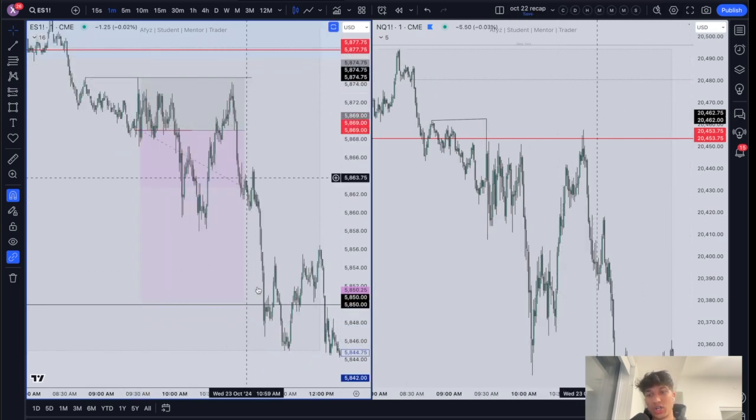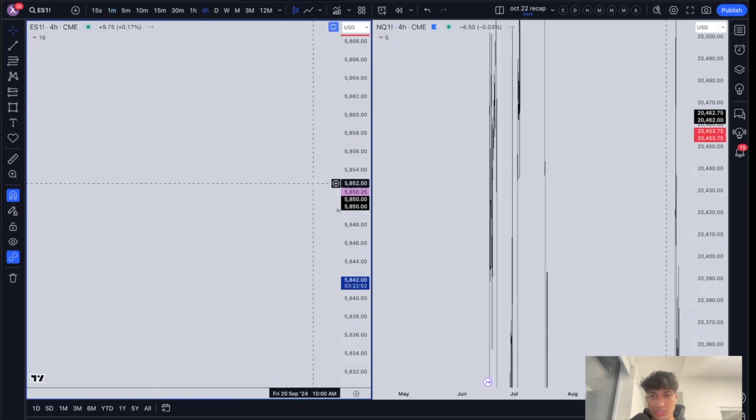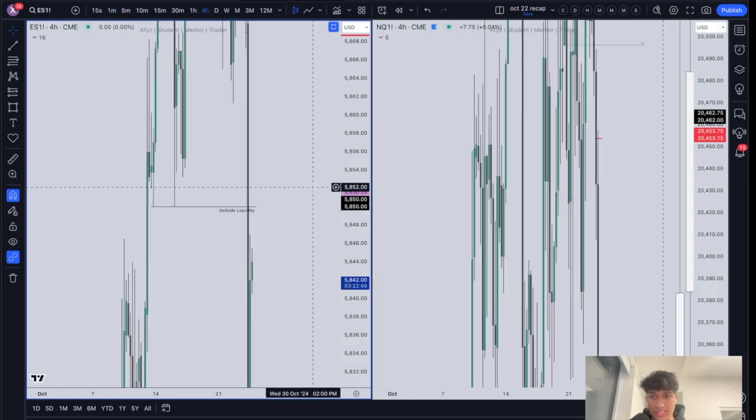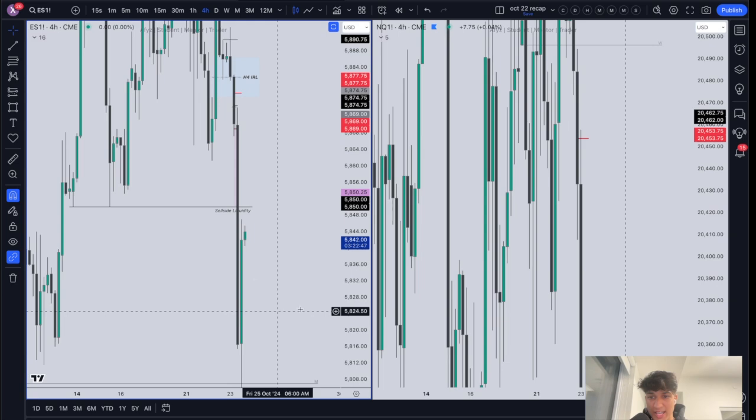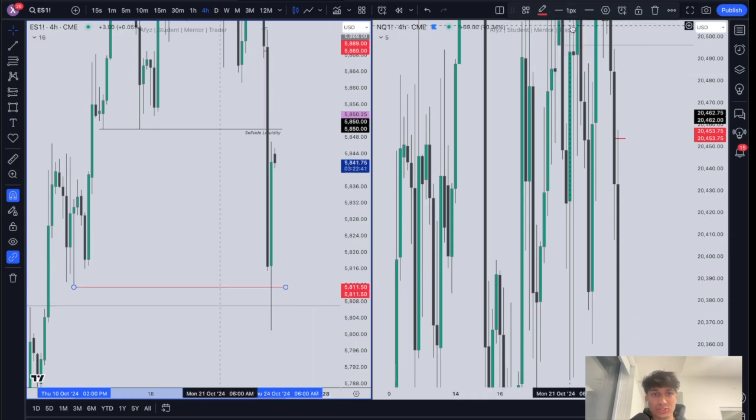And then price dropped down into our daily sell-side liquidity objective. On our 4-hour chart, you'll be able to see price declined into our daily sell-side liquidity and even came as low as this 4-hour and daily liquidity down here. So ultimately, that was the trade I took today.